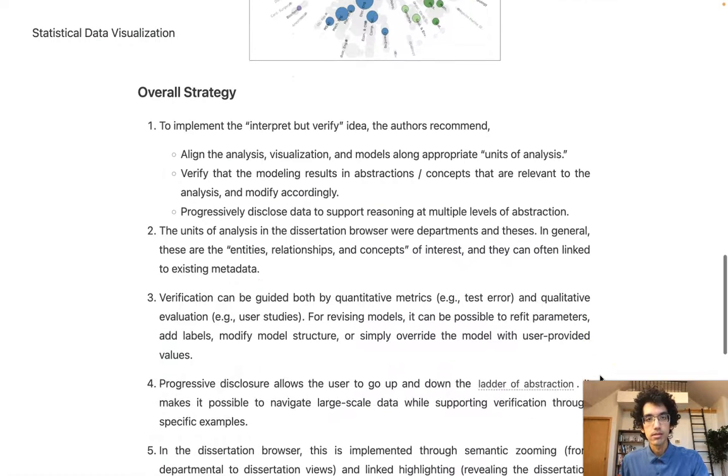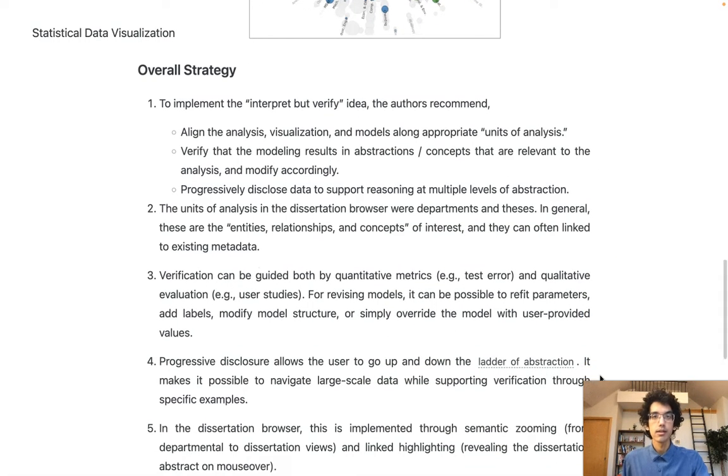Okay. So some of the takeaways that they had. So first, they say, make sure you think about what are the units of analysis, right? The models and the visualization should all be linked along these units of analysis.